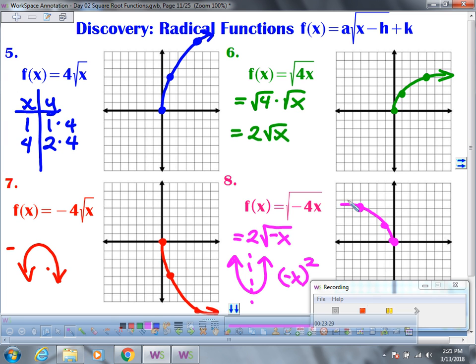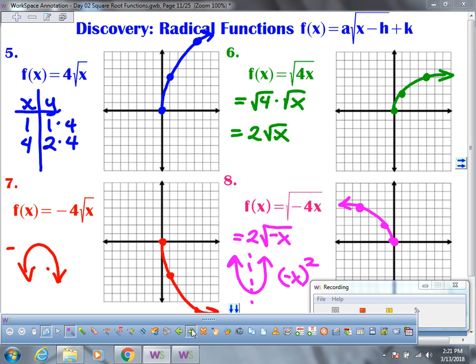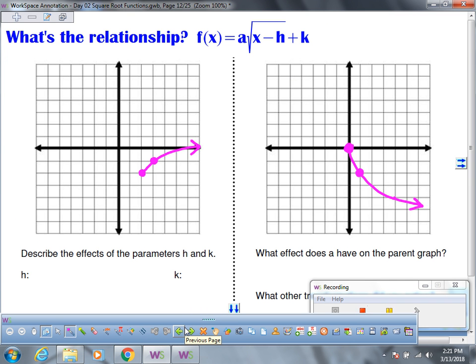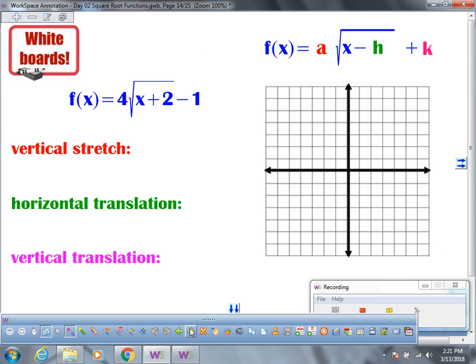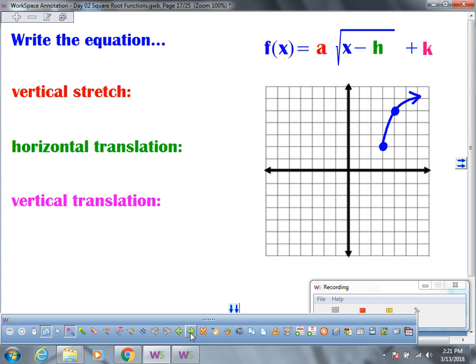It's stretched. Okay, so now what I think I want to do is get into the part of the lesson where we're going to work backwards. All right? Because I think this is super helpful. So let's work backwards. I'm going to work backwards here. Let's do this one.